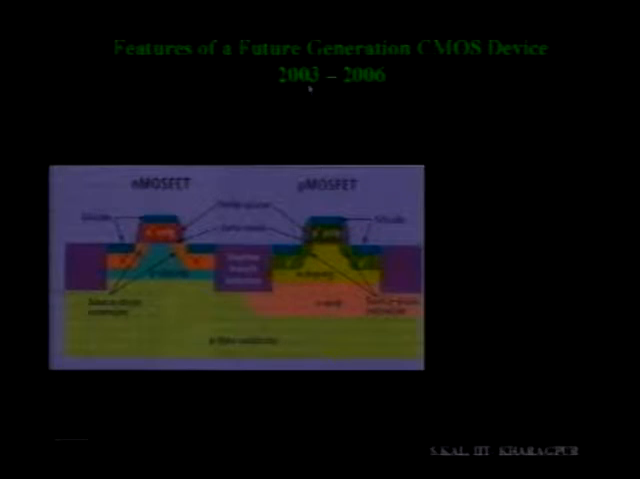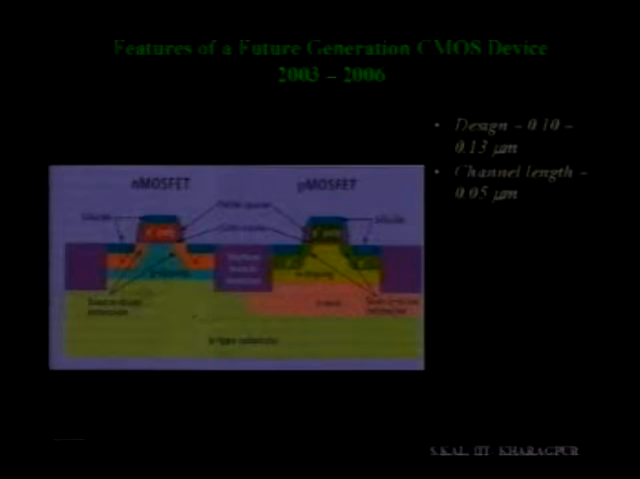In 2003-2006, the CMOS design will be of the order of 0.1 to 0.13 micron technology, and the channel length will be 0.05 micron. Channel length is here, you see this is the source and this is the drain. So the source-drain gap is basically the channel length. Here is another extension of the source and drain by one extra implantation, and basically the channel length has reduced from this point to this point.